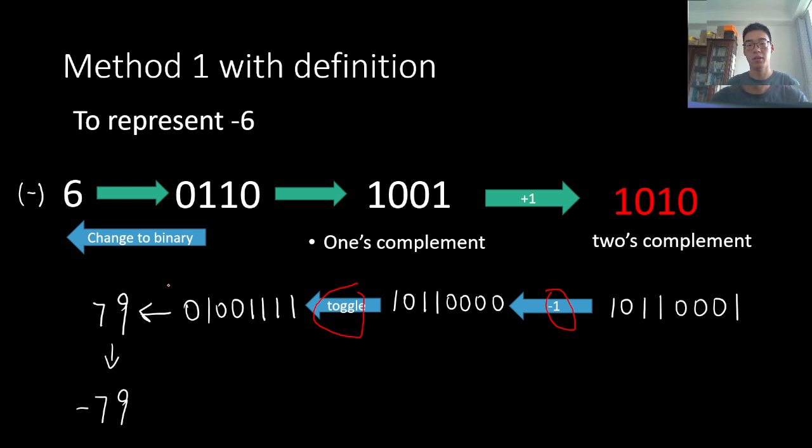However, it will be slightly hard to do this because minus 1 is not that easy to find. And after toggling, we still need to find the corresponding binary as well. Is there any method that's faster? Well, the answer is yes, there is another method too.